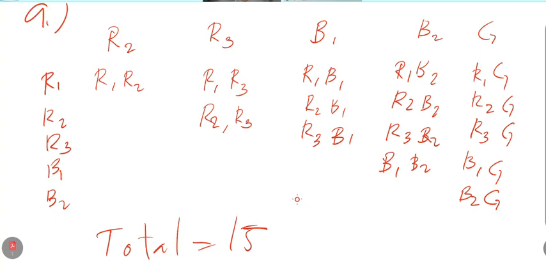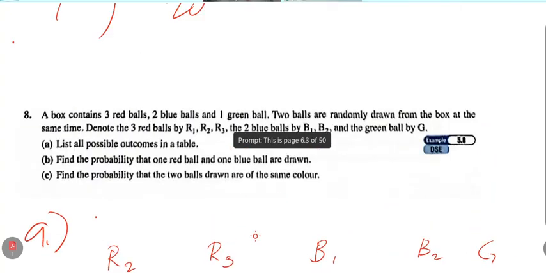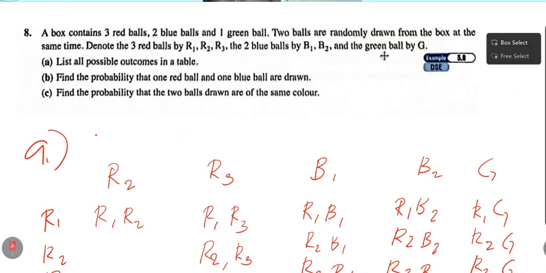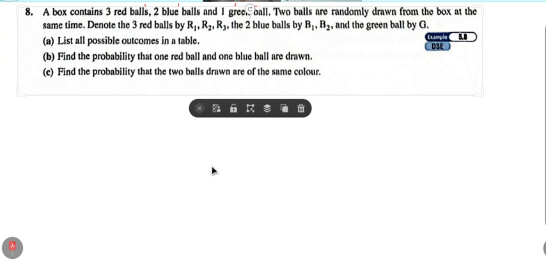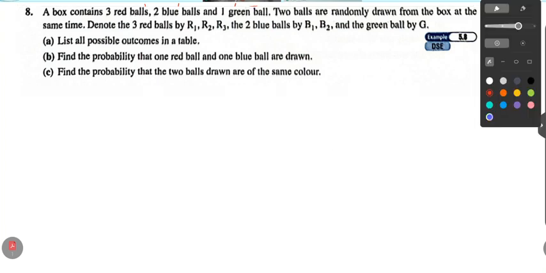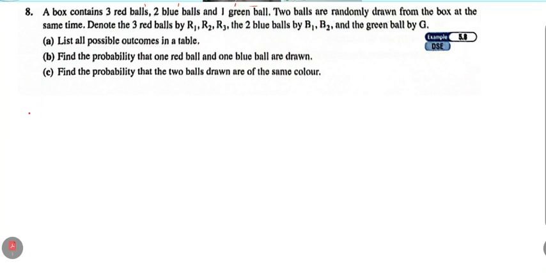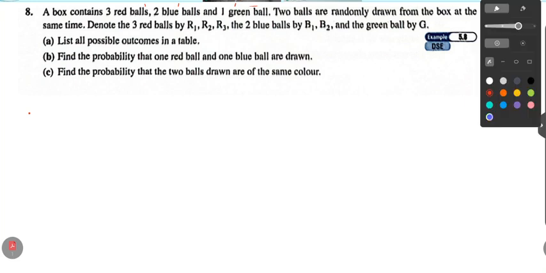Now, the second question. Find the probability that one red ball and one blue ball are drawn. So let's try to find it out. To find all of those, we have to list them down, from the R1 row onward. It says to find the probability that one red ball and the other one a blue ball are drawn.